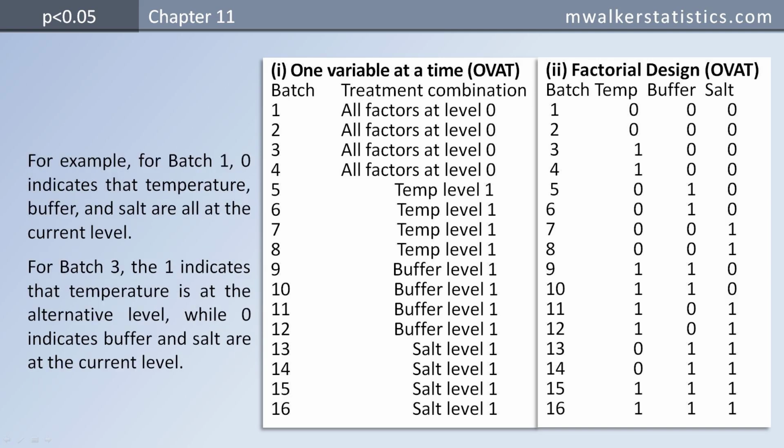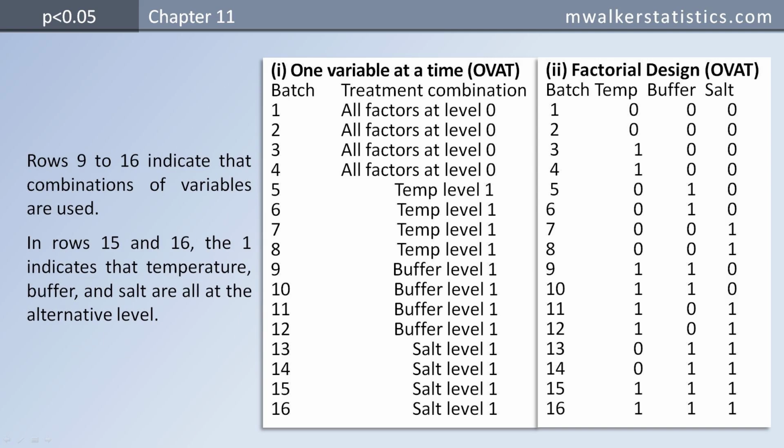For example, for batch 1, 0 indicates that temperature, buffer, and salt are all at the current level. For batch 3, the 1 indicates that temperature is at the alternative level, while 0 indicates buffer and salt are at the current level. Rows 9 to 16 indicate that combinations of variables are used. In rows 15 and 16, the 1 indicates that temperature, buffer, and salt are all at the alternative level.